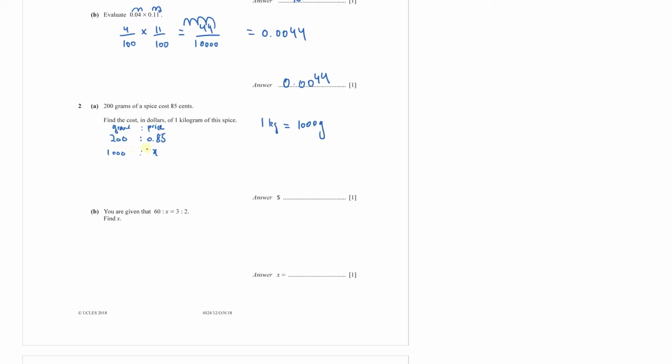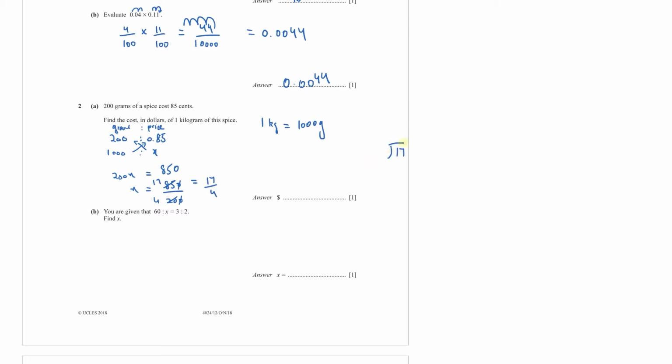So 1000 grams would be, let's call it X. Since these are directly proportional, I'll just cross multiply like this. So I get 200X equals 1000 times 0.85, which is 850. So X would be 850 divided by 200. So zeros cancel out. I can divide by 5 here. So 5 times 4 is 20 and 5 times 17 is 85, so you get 17 over 4.